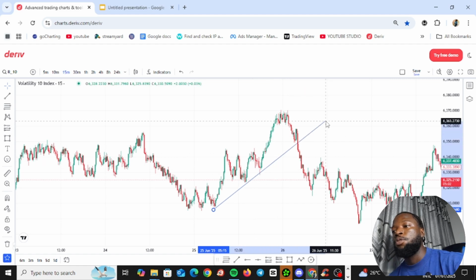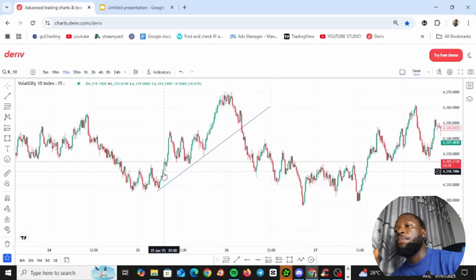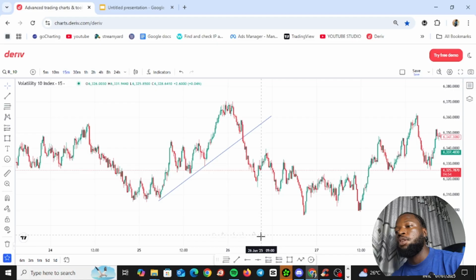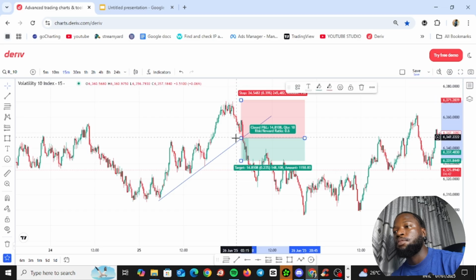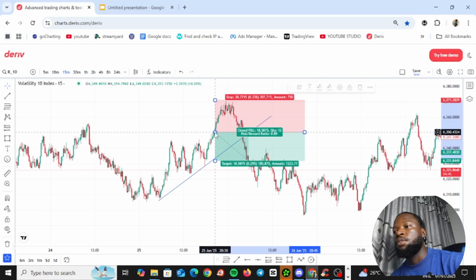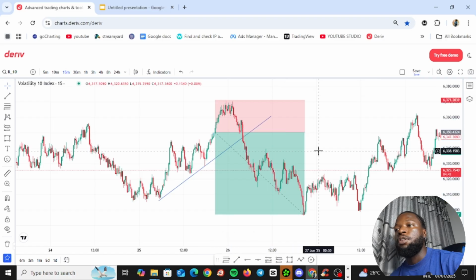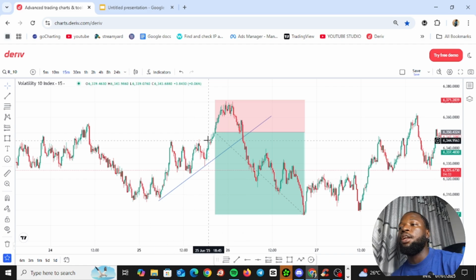Okay, so you mark it like this, and the moment price keeps tapping on it, the moment price breaks out of this line, you are going to take your sell. Okay, and now you set your entry at this point, and then your take profit level will be at the point where you first marked your trend line support. So this is how you use the trend line to trade.